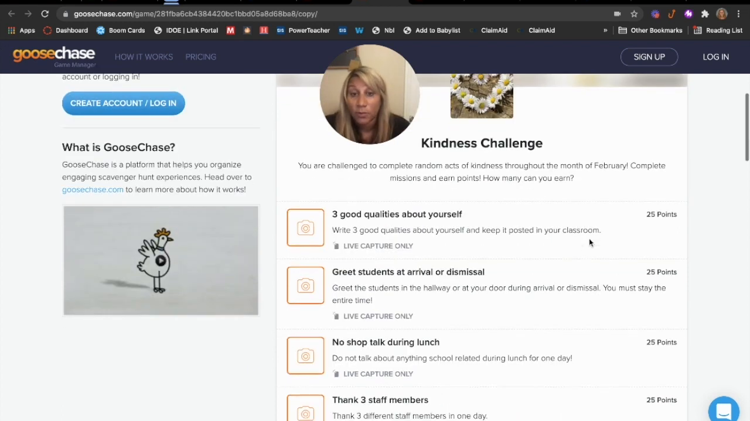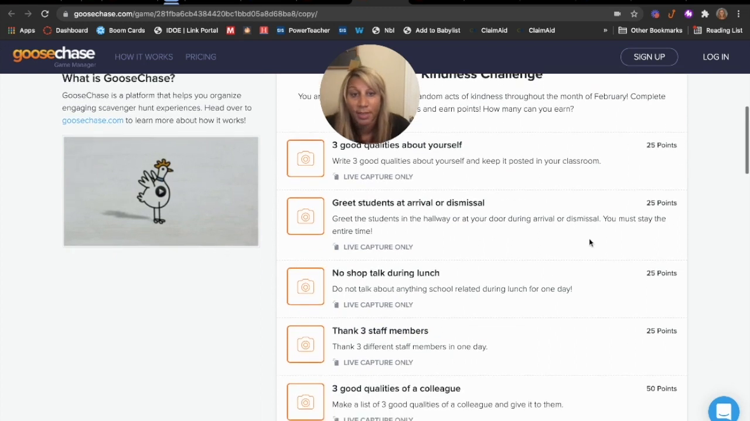So the first thing that they would do is find 3 good qualities about yourself. Write 3 good qualities about yourself and keep it posted in your classroom. And then take a picture of it. So if they were to do that, they get 25 points. Greet students at arrival and dismissal. Again, do that same thing and get points. Think about how this is building that community feel in your classroom, how it's building up student confidence, and how it's teaching them that kindness piece.